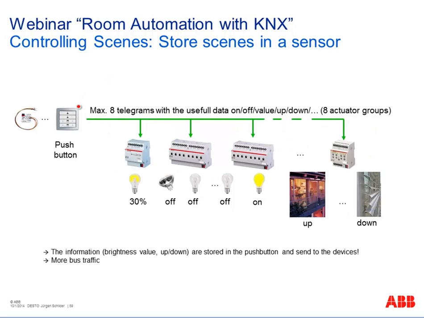The next step was to integrate this scene controller into a sensor. So we have the same principle. We have a standard KNX push button. We can press one rocker, and then we call a scene. When we call the scene, the sensor also sends more telegrams, maximum 8 different telegrams, including the value on, off, up, down, 50 or 80%. This is the second principle when we use the scene function. In this case, we are limited to maximum 8 different group addresses, so we have more traffic on the bus, and we are also sending the value. This is also a principle which is quite common today.